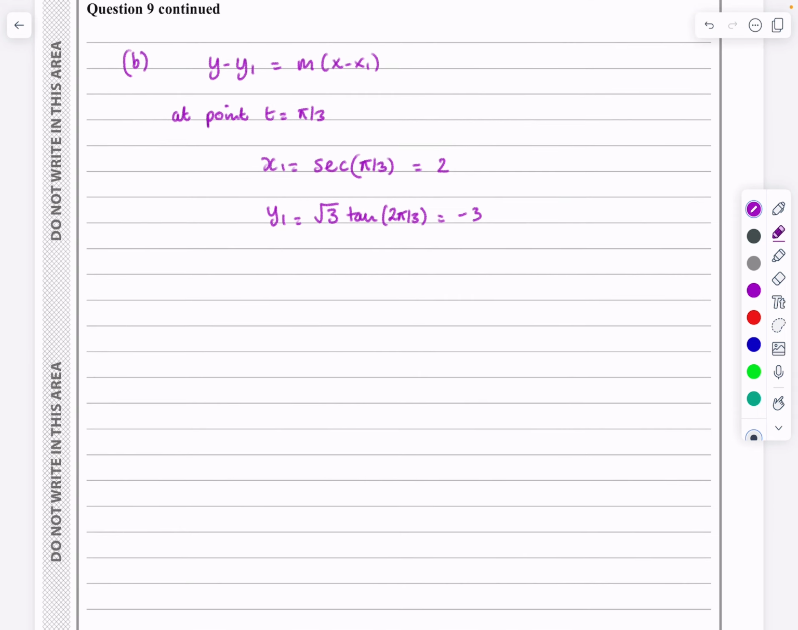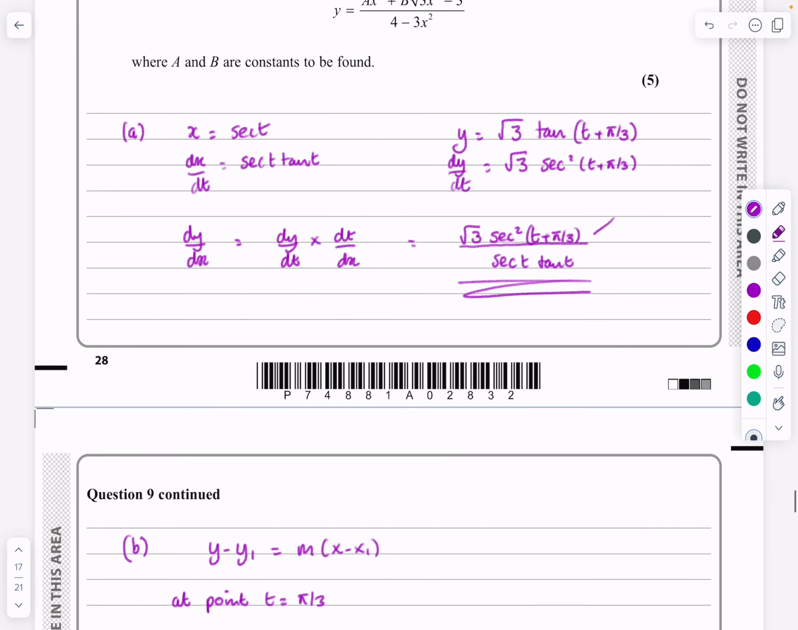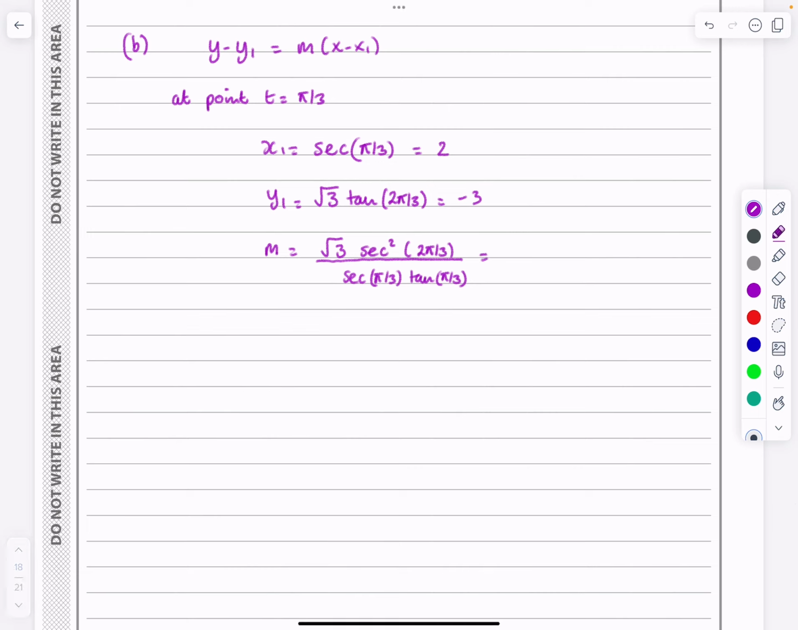And m is going to be putting pi over 3 into our gradient function. Our gradient function was root 3 sec squared, and in this case 2 pi over 3, all over sec pi over 3 tan pi over 3. Yeah, remember the function was that function there. So sticking pi over 3 into all of those, that works out to be equal to 2.